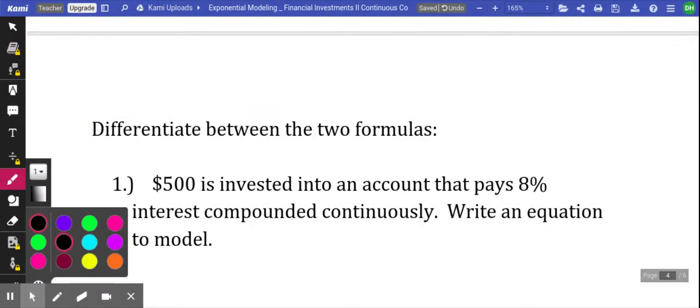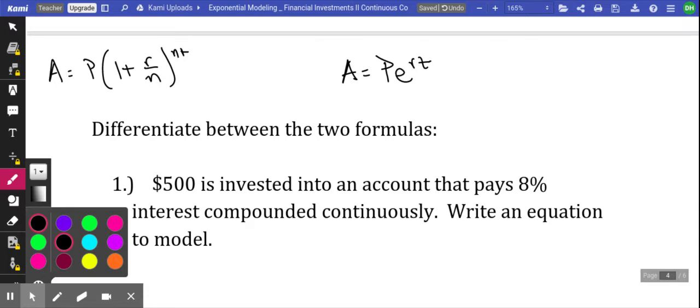We're going to read the question and try to decide: is it periodic compounding, so we need to use this formula? Or is the money's interest rate compounded continuously, so we'll use our PERT formula? I'm going to help you identify and highlight the keywords that tip the scales and help me decide which formula to use.